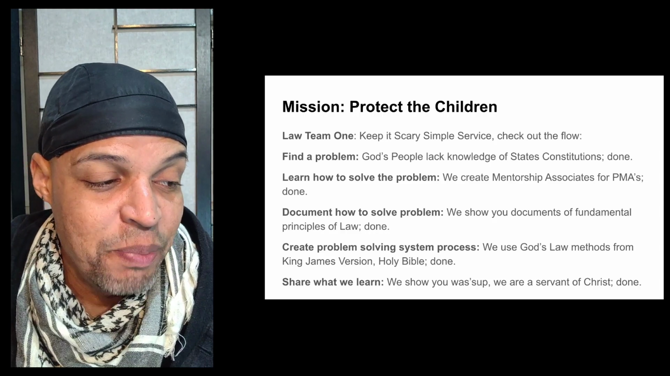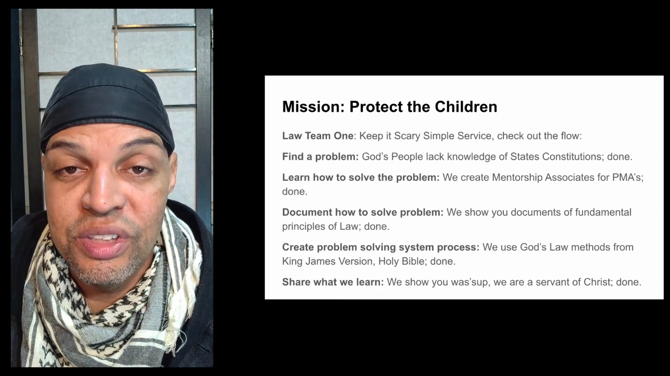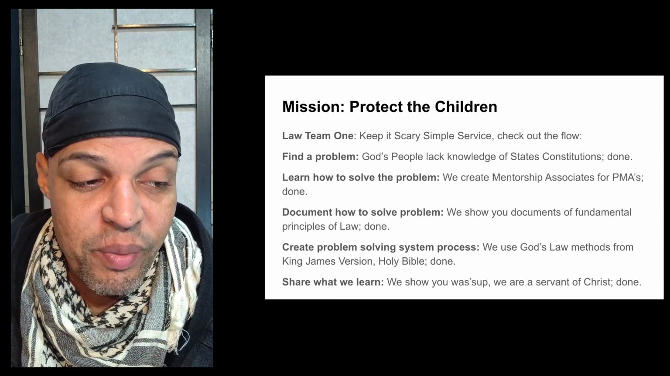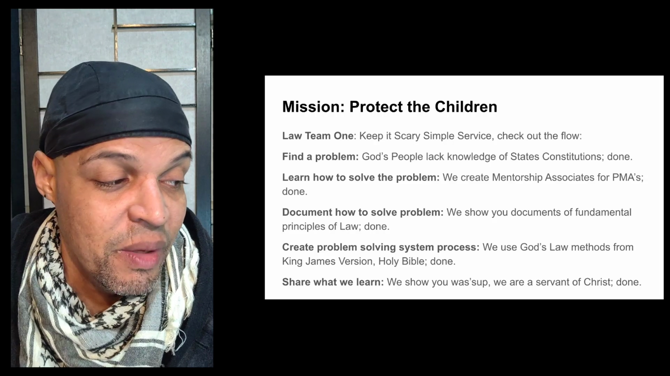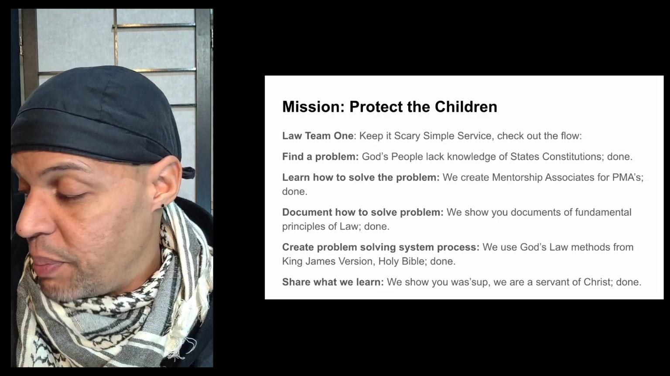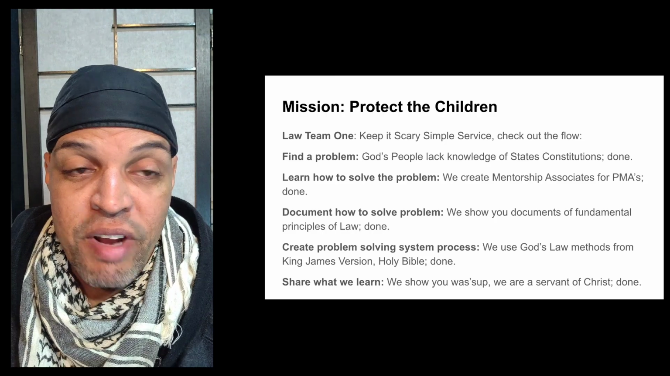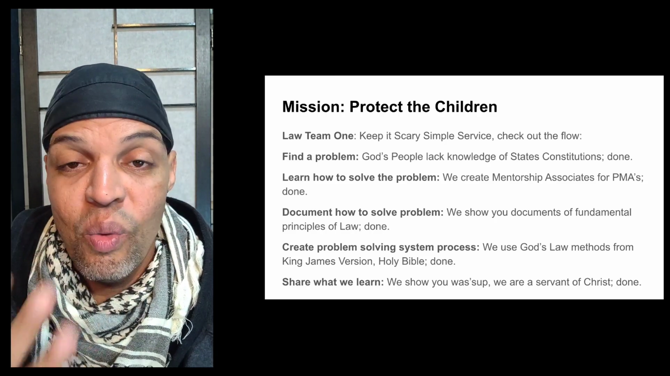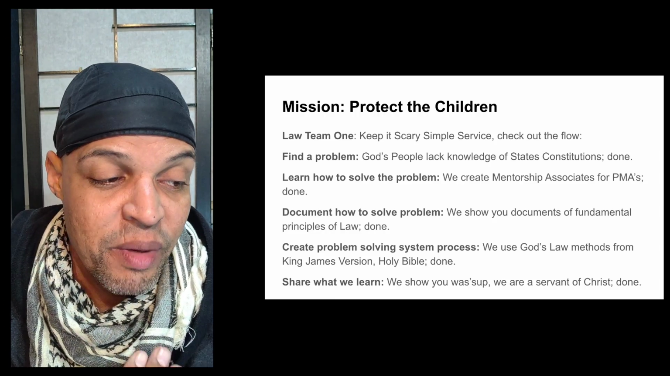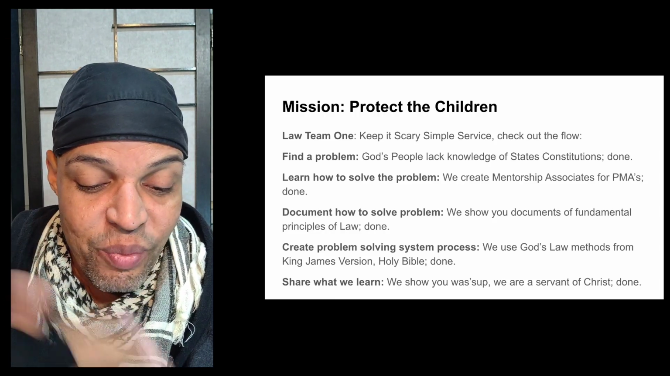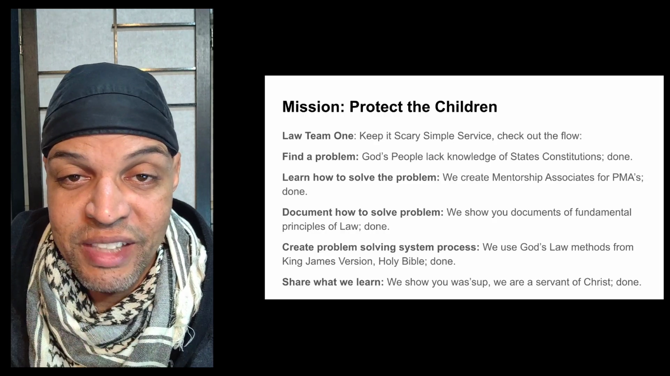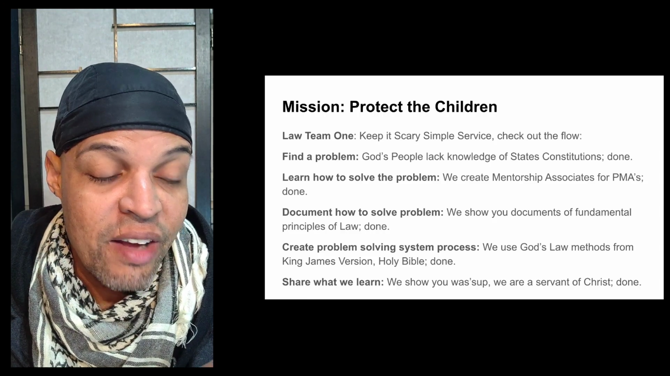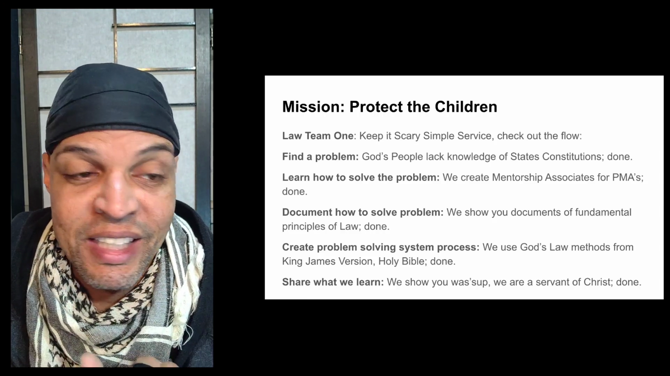Find a problem. God's people lack knowledge of states' constitutions. Done. So we use the state's constitution so that we can instruct the people and show them what's up, but we found out that the people don't know the state's constitutions. They've never read them. And the reason we know that is because we were one of them. Now we know where our status, standing, and jurisdiction comes from. It comes from God. And then we established constitutions for our public service to operate in. And we're finding out that they flipped that upside down because we lacked the knowledge, man.